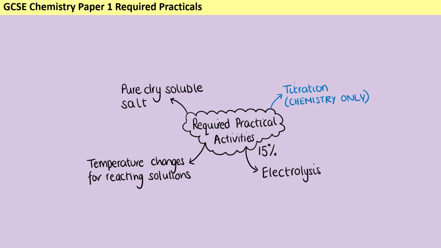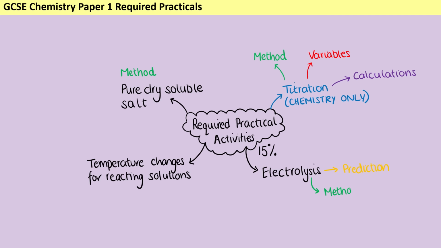Now, often for the required practicals, we tell you that the first thing that you need to know is about your different variables, independent, dependent, and control. But actually, 2 of these practicals, we tend not really to talk about the variables. So for your pure dry soluble salt, what you really want to concentrate on is, can you write a full and complete method for this practical? For titration, we do talk about the method, but also the variables and also the calculations at the end.